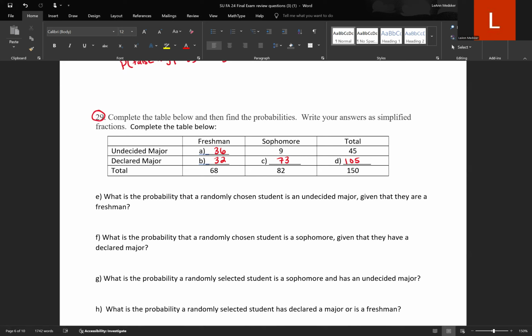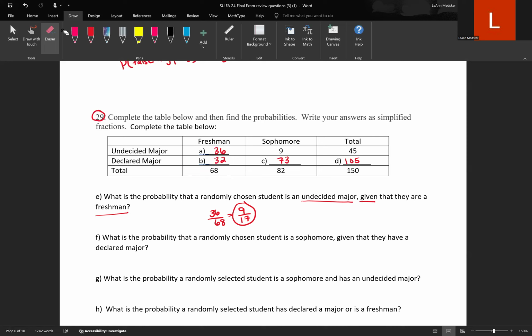What is the probability that someone is an undecided major given we know they are a freshman? So we are only focused on the freshmen right now. So since it was given, there's only 68 freshmen, and the undecided ones in that group would be 36. And then we want to reduce that. So if you divide both of those by 4, that would be 9 out of 17. Okay.